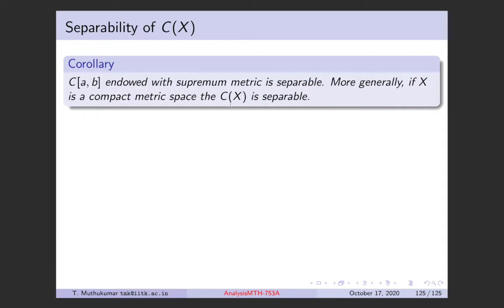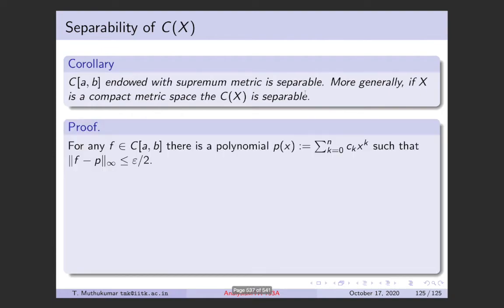Separability means that there is a countable dense subset. So in the space of all continuous functions, you need to find a countable dense subset, right? Like in the space R, the rationals are a countable dense subset. So R is separable. So here in the space of continuous functions, we are claiming that this is separable. So we need to find a countable dense subset.